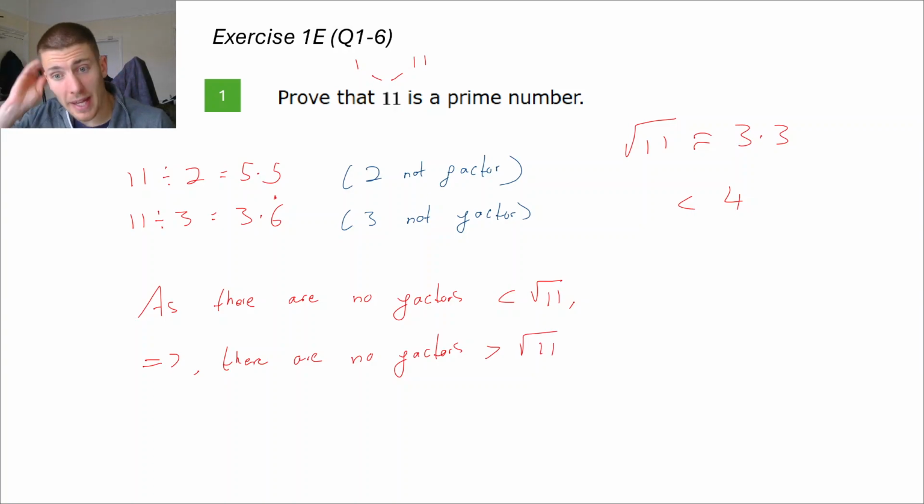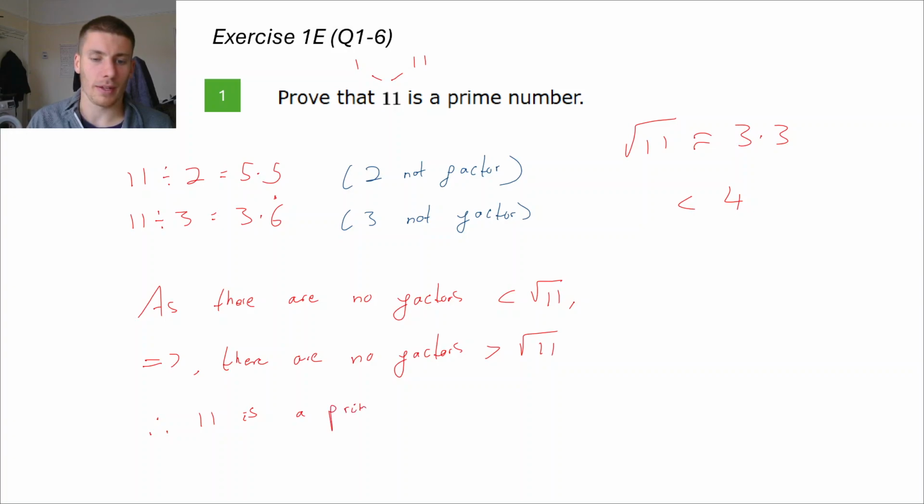The reason for that is, if there were a factor less than the square root of 11, and there isn't, that would then mean there would be a factor bigger than the square root of 11, i.e. bigger than 4, that when you times them together, you get 11. But that isn't the case. We can see there are no factors less than the square root of 11 or less than 4, which we saw by 2 and 3, which implies there are no factors greater than the root of 11. Therefore, that must mean that 11 is a prime number.